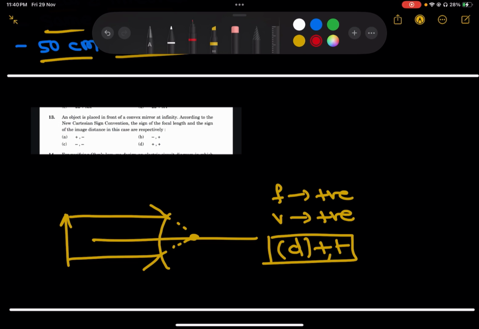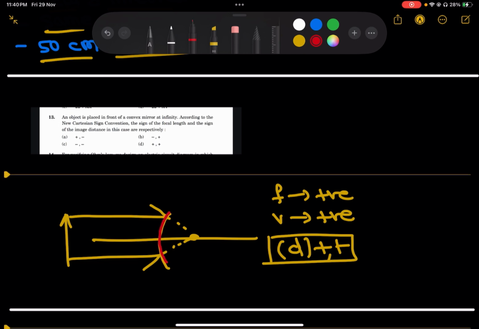An object is placed in front of a convex mirror at infinity. According to the new Cartesian sign convention, the sign of the focal length and sign of the image distance in this case are respectively. Okay, so it is a convex mirror first of all, and the object is kept at infinity. Parallel rays are thrown on the mirror, and we can see that they get diverged from the focus. So that means the image is formed at the focus.